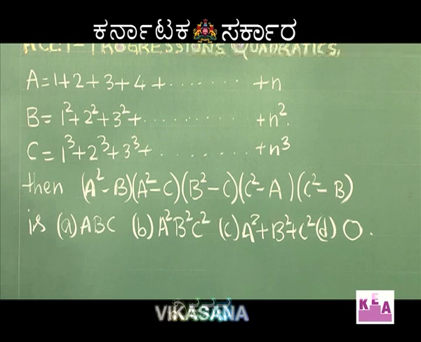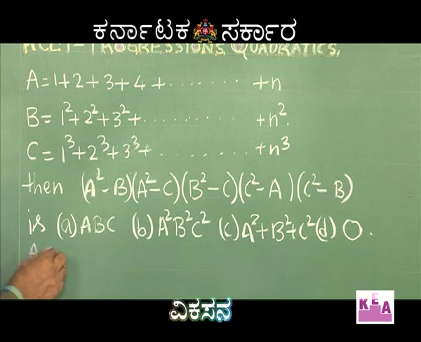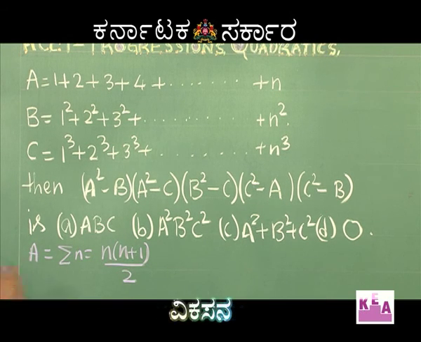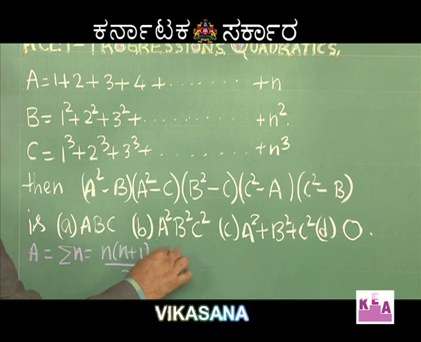A, B, C. A is 1, 2, 3 up to n. That is, A is nothing but equal to sigma n. Sigma n is given by n into n plus 1 divided by 2. This you must be aware, right? A is sigma n. Sigma n is given by n into n plus 1 by 2. Can you tell me what is B?